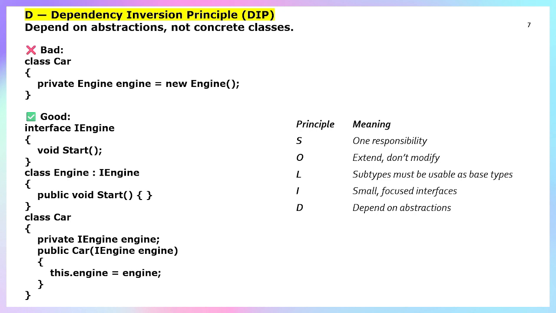I stands for interface segregation, which means all interfaces should be small. We should not create a big interface. Dependency inversion principle: D is for high-level classes should depend upon the abstract method, right?